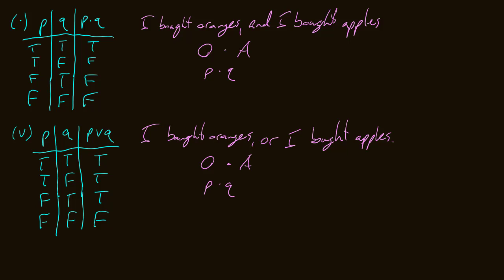If I claim to you, hey, I bought oranges or I bought apples, and then you see that I only bought oranges, I was telling you the truth. I said I bought oranges or I bought apples. If I only bought apples but no oranges, still true, right? The only case where P or Q is false is when both P and Q are false. So if I claim I bought oranges or I bought apples, and then I bought neither of them, my original statement, P or Q, is false, right?